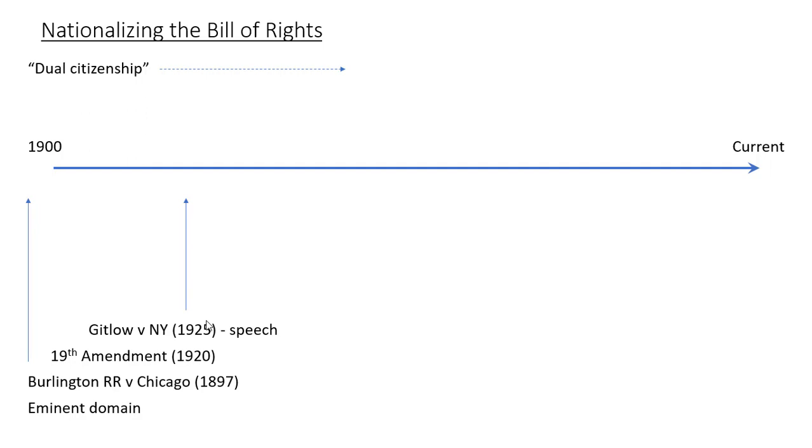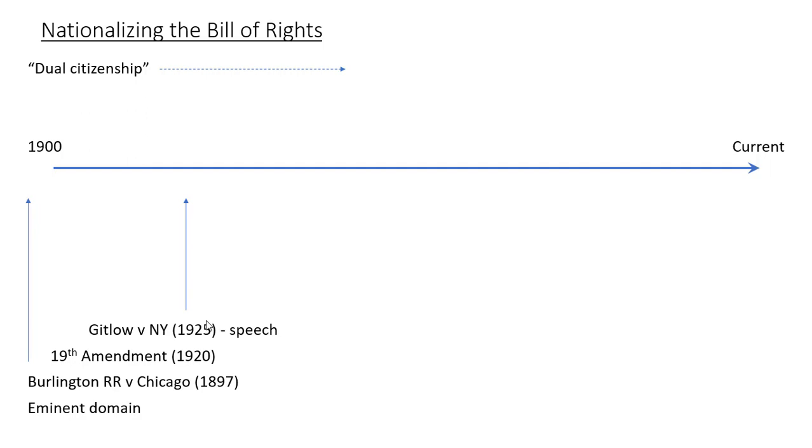Another famous case, also shown there in the book on table 4.1, was Gitlow versus New York. In this case, Gitlow was charged with inciting. He was an anarchist, and he was charged with inciting violence. And it went all the way. He went all the way to the Supreme Court.